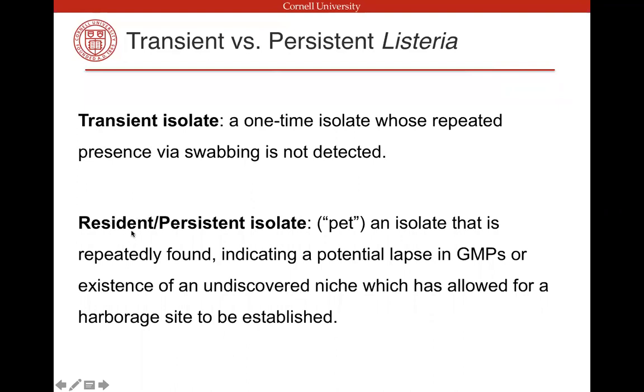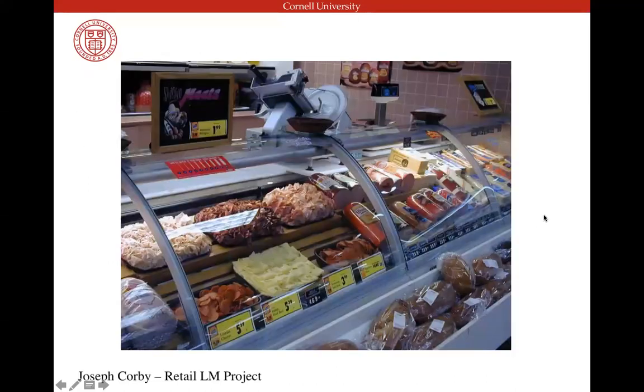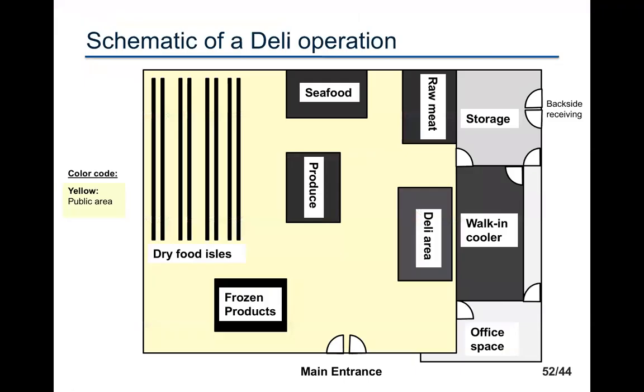So it's a resident or a persistent isolate, sometimes called a PET. And what this means is that it's repeatedly found in sampling, meaning that something is going wrong with cleaning and sanitation, and it's living in what's called a niche and able to survive, proliferate, and recontaminate food over time. So what we might see is a deli case, for example, or a deli slicer.